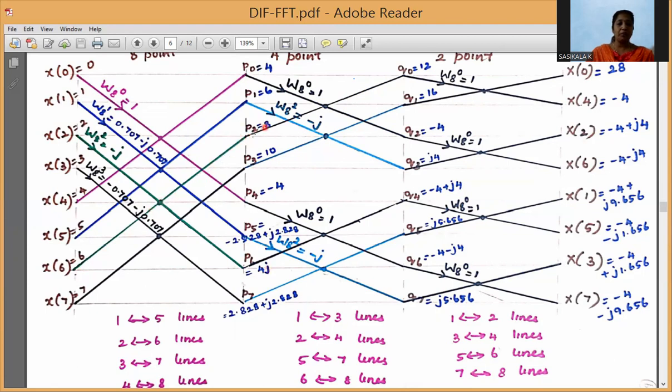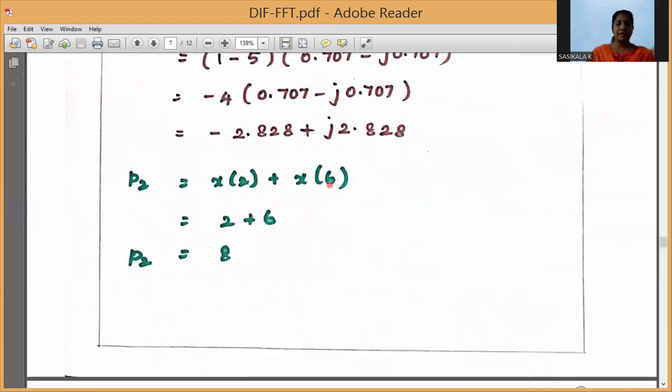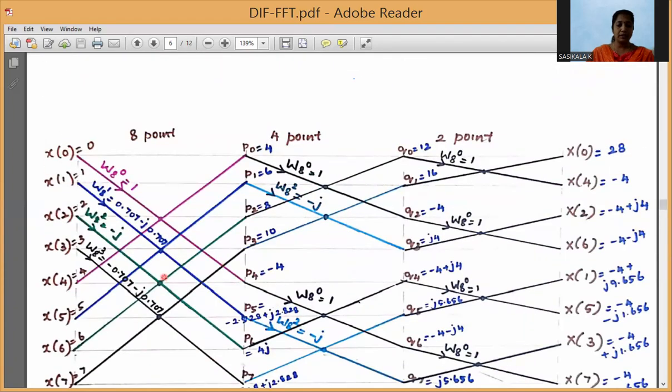So the first output P2 is equal to the first input x of 2 plus x of 6. That is x of 2 equal to 2, so 2 plus 6, it becomes 8. So P2 equal to 8. The second output, once P2 is calculated, the next output you have to calculate is P6. So P6 is equal to 2 minus 6, that is x of 2 minus x of 6 into W8 power 2.